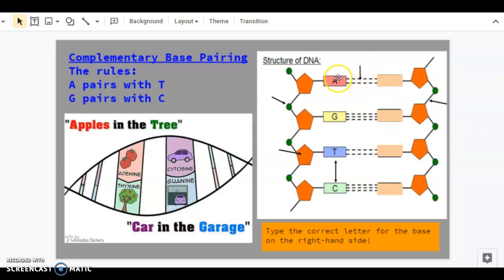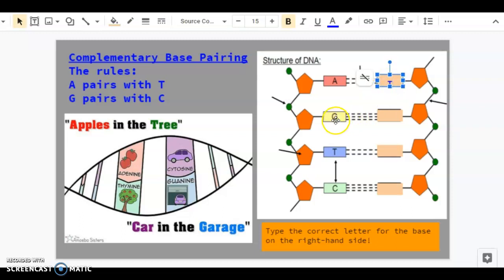If there is an A on the left, what will be on the right? Well, apples in the tree, A pairs with T. If there's a G on the left side, what will be on the right? Well, car in the garage. What pairs with G? C pairs with G. Here we have a T. What will pair with a T? An A. And here we have a C. What will pair with a C? A G.